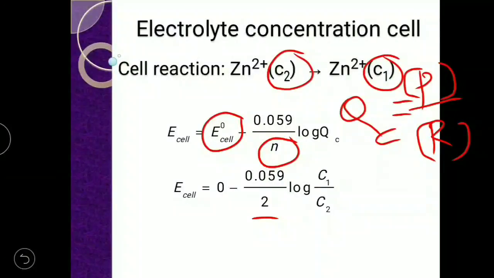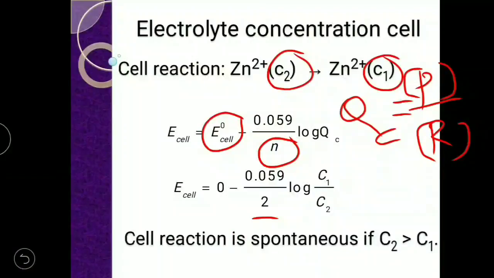The concentration of products is C1 here and the concentration of reactants is C2 here. So when we substitute all these values, you will get E cell equal to minus 0.059 by 2 log C1 by C2. But in a galvanic cell, the reaction should be spontaneous, and to have a spontaneous reaction, the E cell value should be positive, and E cell can be positive if C2 is greater than C1 here.